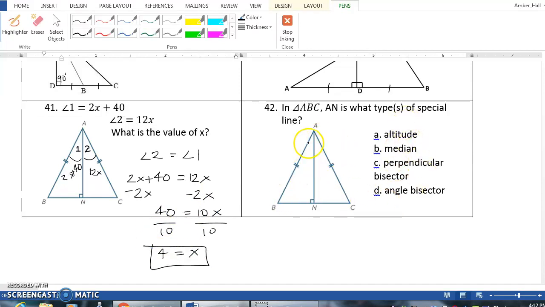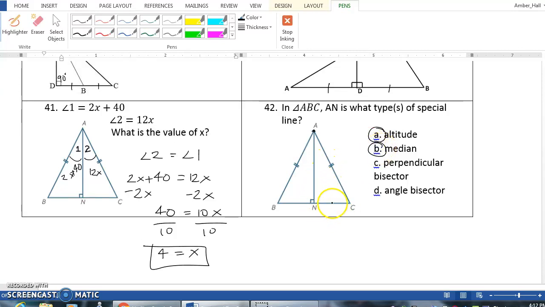42. In triangle ABC, AN is what type or types of special line? Well, what type of triangle is this? This is an isosceles triangle, so you need to be aware of that. This special line goes through the vertex and creates a perpendicular. It is perpendicular to the side, therefore it creates a 90-degree angle. So I know that's an altitude. However, it is also a median, because we know that in an isosceles triangle, medians are the same as altitudes.